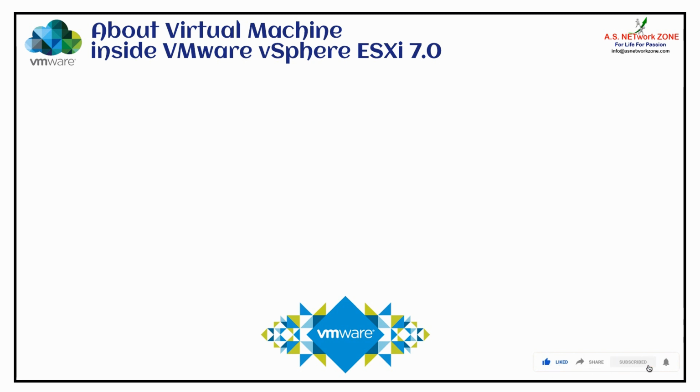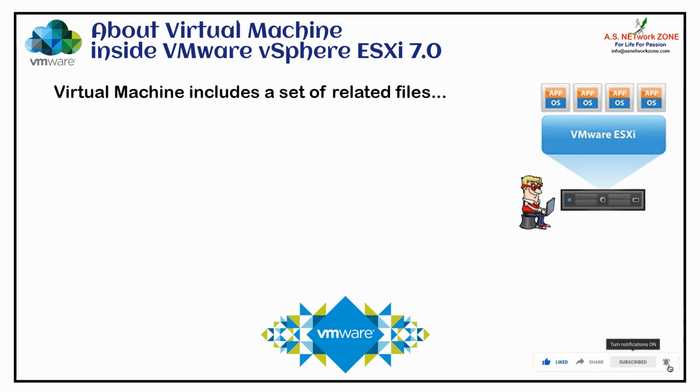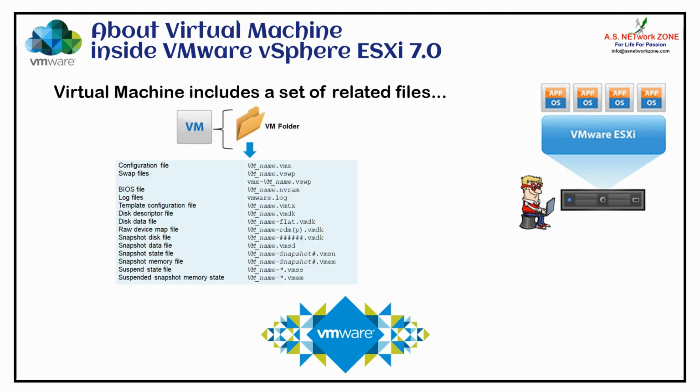Now, whenever you are creating a new virtual machine, it takes place inside your data store, and in the backend it creates many files, such as the configuration file, swap files, BIOS file, log file, template configuration file, disk description file, disk data file, raw device map file, snapshot disk file, snapshot data file, snapshot state file, snapshot memory file, suspended state file, and suspended snapshot memory state.